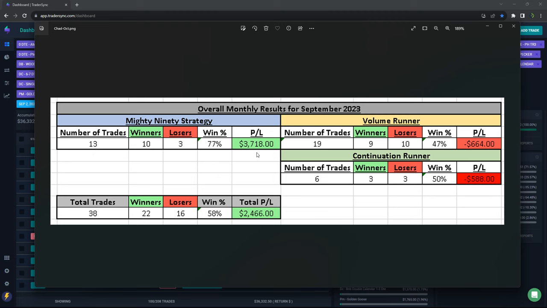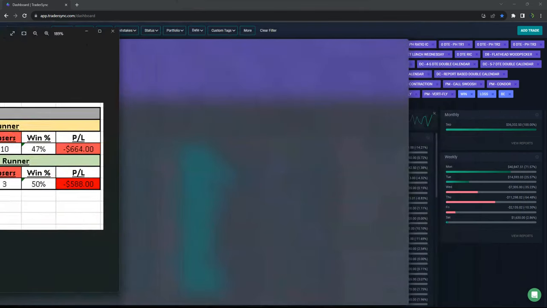And then a couple of different runners, our volume runners and continuation runners. Actually, both of those a little bit red, which isn't normal. Normally, those are typically bigger winners than the Mighty 90s. But a little bit of red for the month. So net-net, 38 trades, 22 winners, $2,466 profit for the month of September.